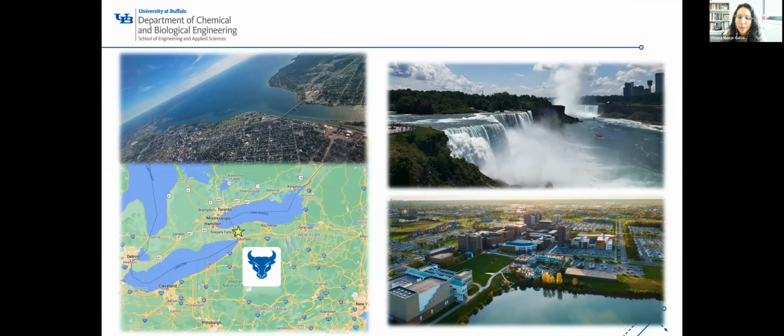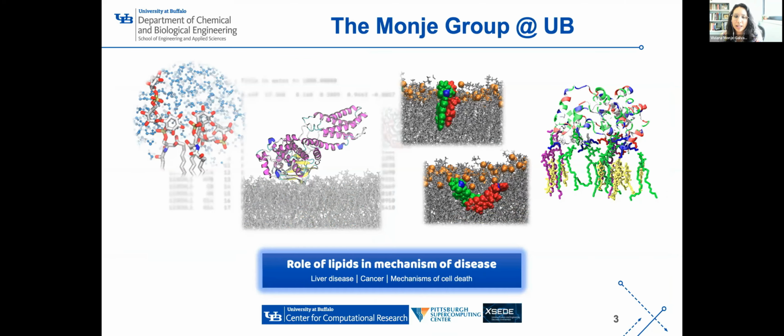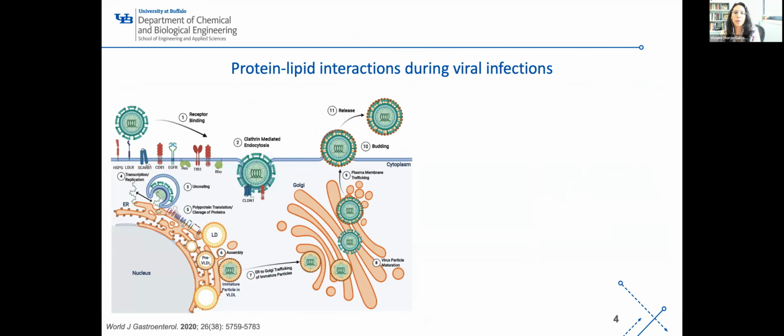In a nutshell, what we do in my research lab is study the role of lipids in mechanisms of disease. To do that, we use computational models. Today, I will specifically talk about protein-lipid interactions during viral infections and how these very local interactions end up shaping or changing the membrane landscape in terms of lipid composition in different locations in the cell. This will depend on the virus as well as the place where it is assembling itself.